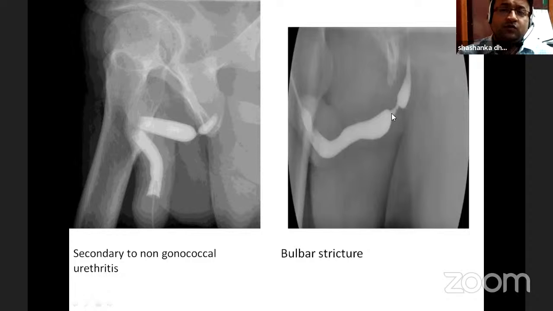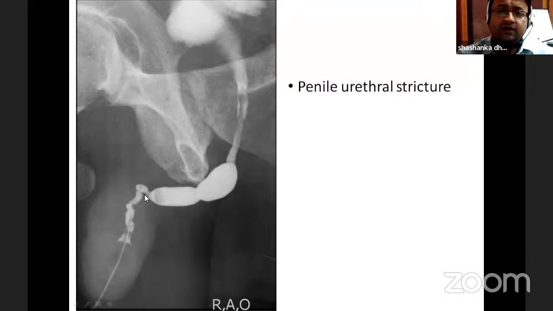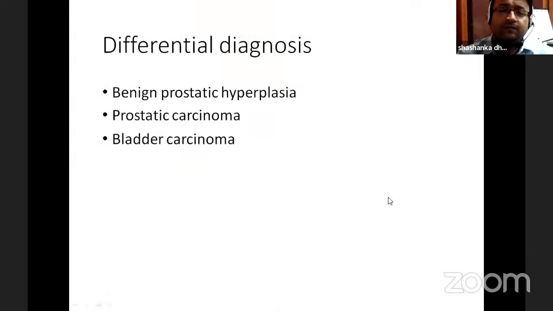This is the location of a bulbar stricture. We will not go into much detail at the undergraduate level. This is a picture showing a penile urethral stricture on a urethrogram.